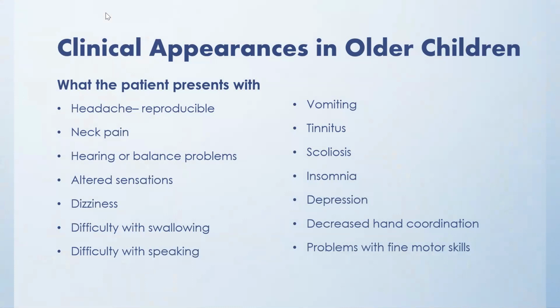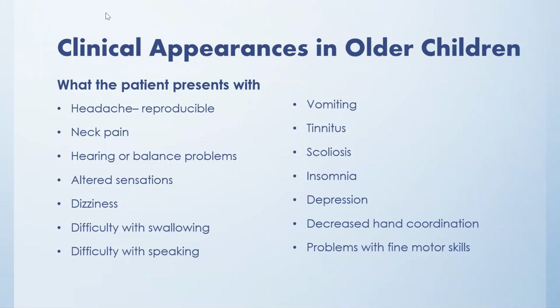Other symptoms may vary among individuals and may include neck pain, hearing or balance problems, muscle weakness or numbness, dizziness, difficulty swallowing or speaking, vomiting, ringing or buzzing in the ears, known as tinnitus, curvature of the spine, known as scoliosis, insomnia, depression, problems with hand coordination, and fine motor skills.